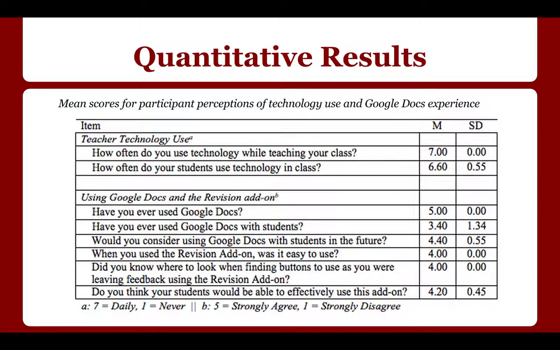So this table contains the mean scores for the survey items that assess participant perceptions of their technology use, their experience using Google Docs, the experience using the add-on, and their perception of their students' ability to actually use the add-on. Overall, the mean scores suggest here that all participants use technology in their classrooms, and their students use it almost as frequently.